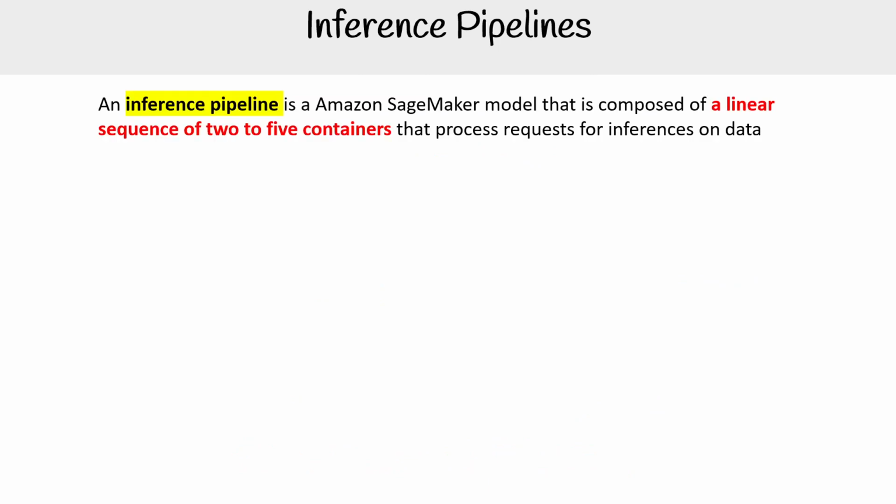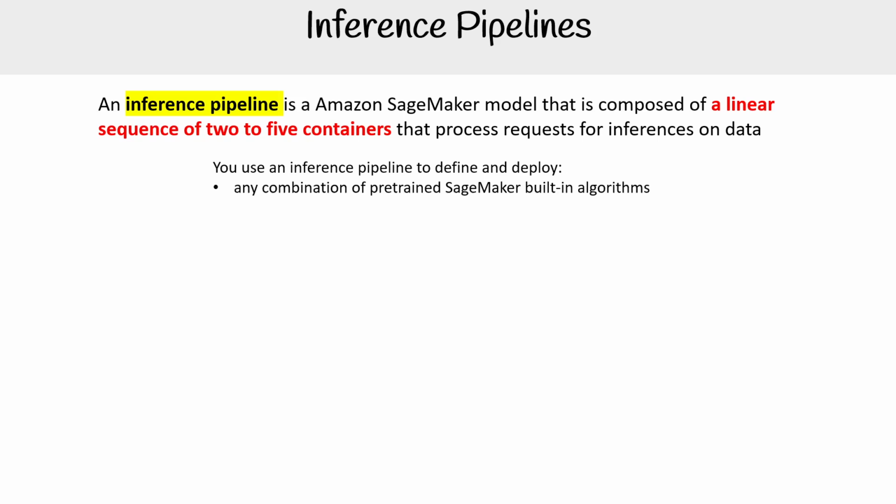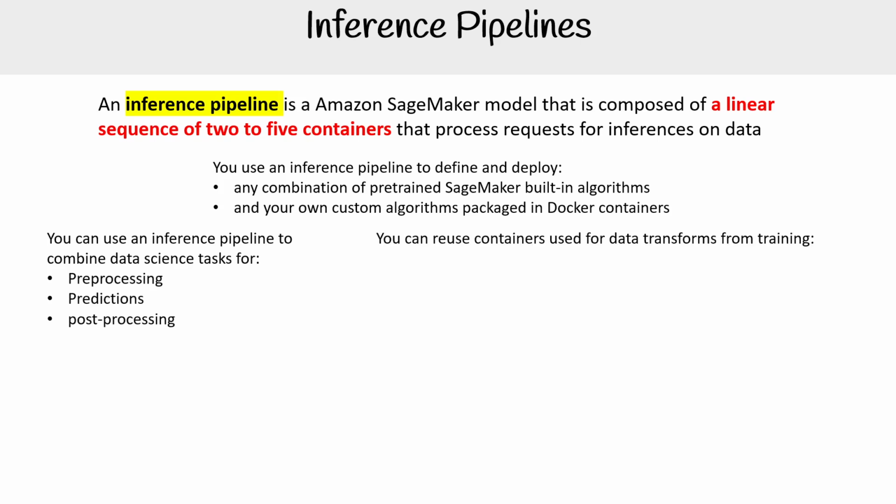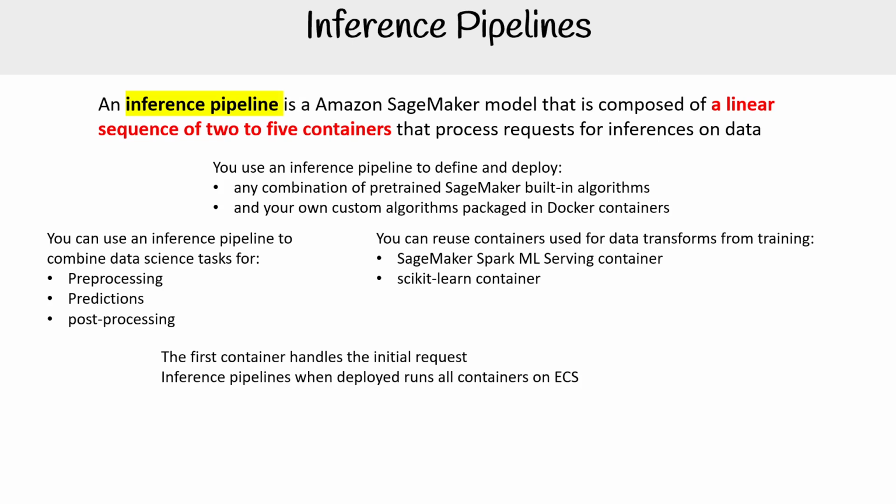So in Amazon SageMaker, a pipeline model is composed of a linear sequence of 2 to 5 containers that process requests for inference on data. You use an inference pipeline to define and deploy any combination of pre-trained SageMaker built-in algorithms and your own custom algorithms packaged in Docker containers. You can use an inference pipeline to combine data science tasks for pre-processing, predictions, and post-processing. You can reuse containers used for data transforms for training. We can use the SageMaker Spark ML serving container and the scikit-learn container. The first container handles the initial request.